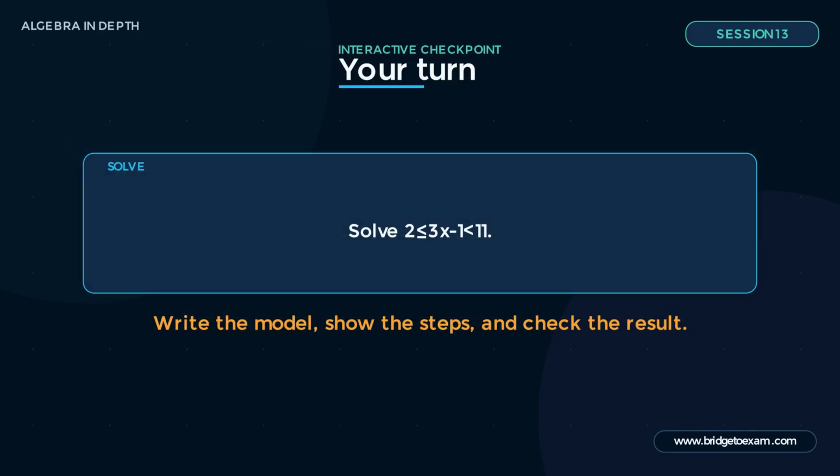Now it is your turn. Solve 2 ≤ 3x - 1 < 11. Pause, write each algebra step, and use the next 6 seconds to finish your solution.